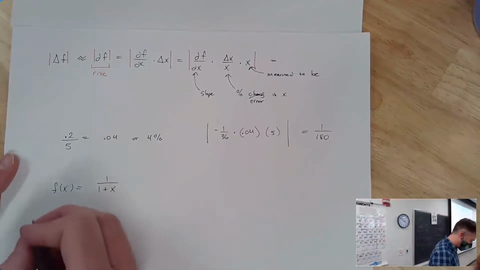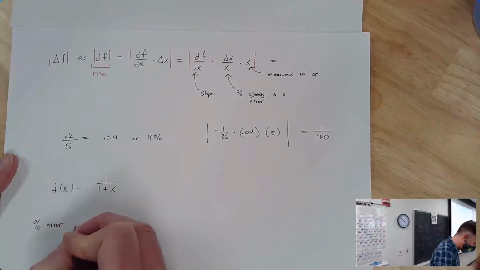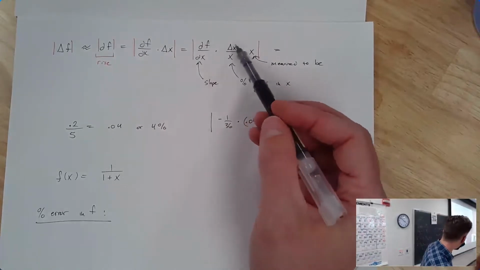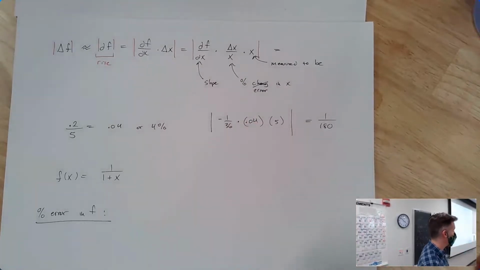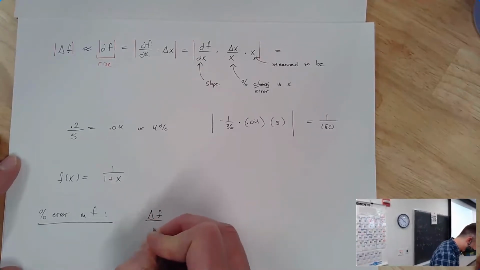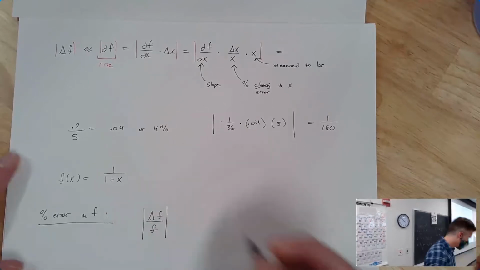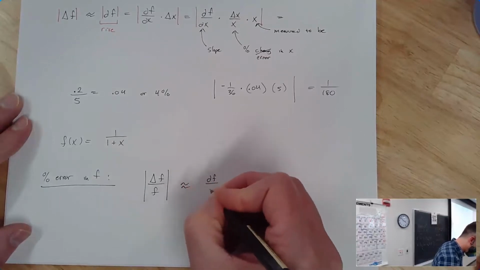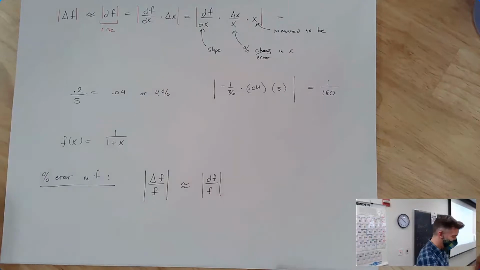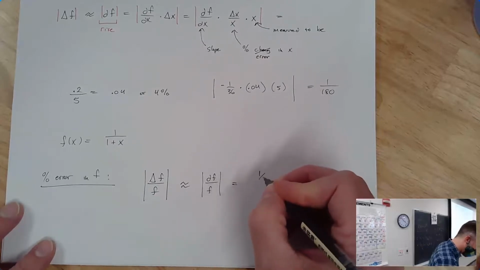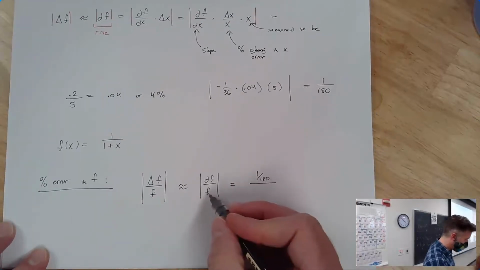The other thing people ask is, what's the percentage error in f? Well, we already know how to do this if we think about what we talked about for a second. Delta x over x is the percentage error in x as a decimal. I didn't change it to a percentage. So the percentage error in f is just delta f over f. And then we're going to approximate that with df over f. So we're really just going to take the work that we already did of finding df and divide it by the function evaluated at 5.